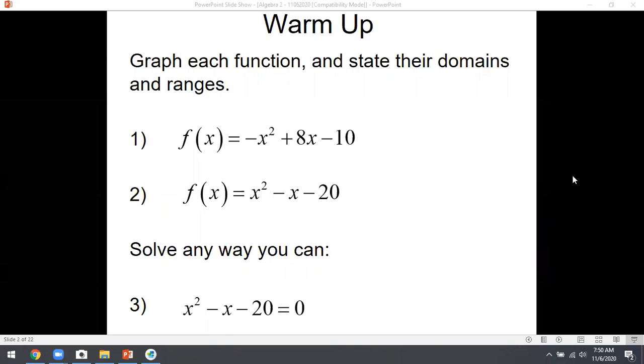So, warm up today, same thing as warm up yesterday, essentially. Third one, we're going to try to start solving equations with this. And today's topic is solving equations by graphing. So anything by graphing is a pretty easy little lesson.